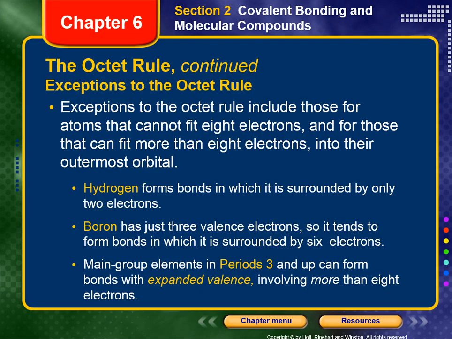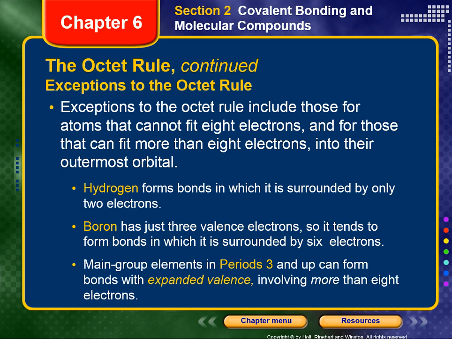Exceptions to the octet rule. Most main group elements tend to form covalent bonds according to the octet rule. However, there are exceptions. As you have seen, hydrogen forms bonds in which it is surrounded by only 2 electrons. Boron, B, has just 3 valence electrons, with a configuration of 2s2, 2p1. Because electron pairs are shared in covalent bonds, boron tends to form bonds in which it is surrounded by 6 electrons. In boron trifluoride, BF3, for example, the boron atom is surrounded by its own 3 valence electrons plus 1 from each of the 3 fluorine atoms bonded to it.